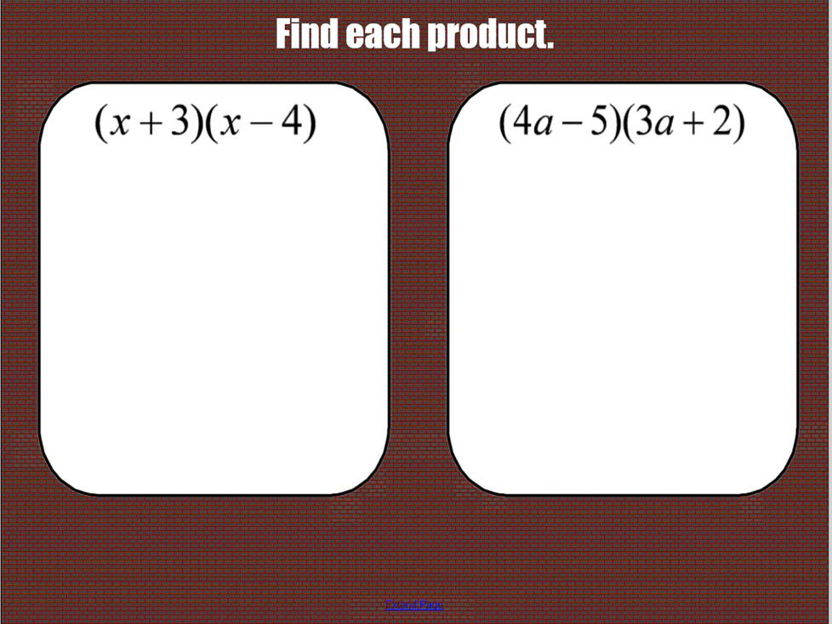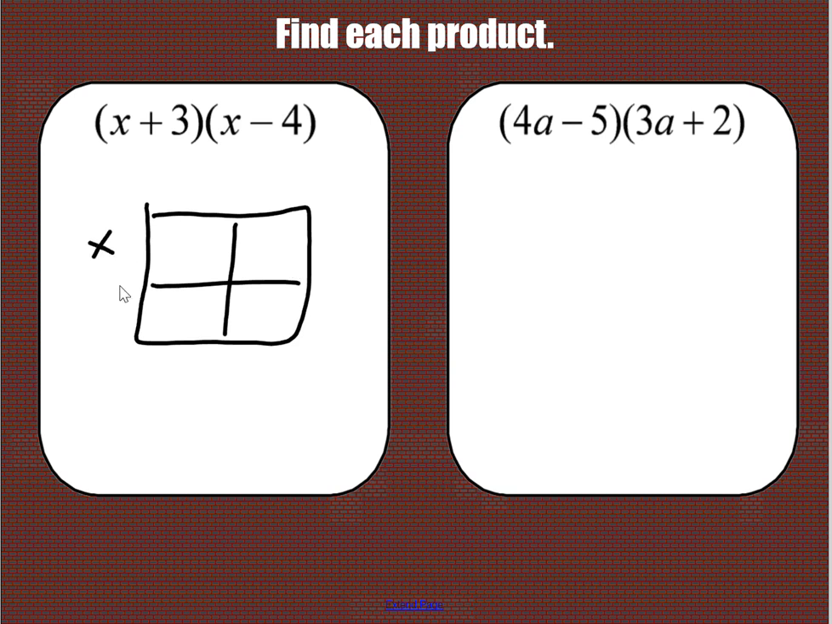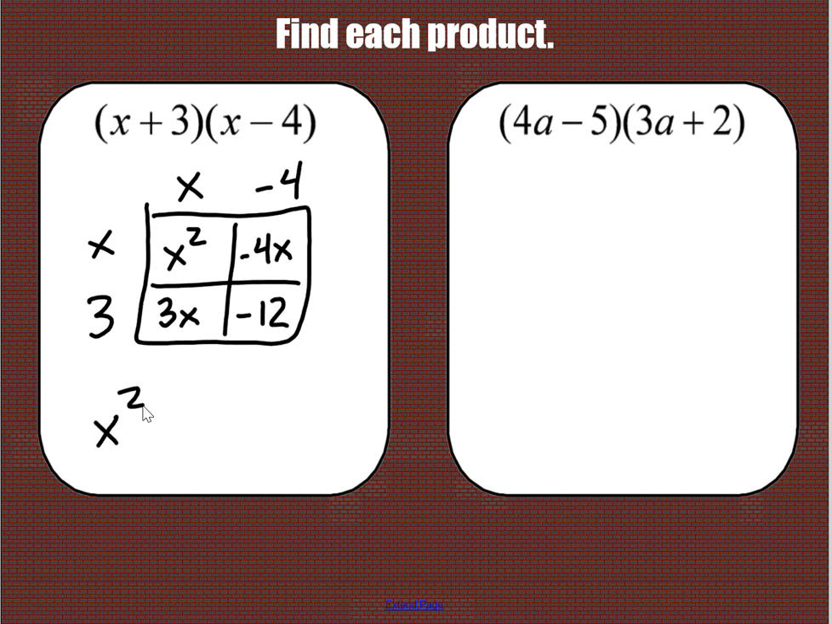Let's look at our next two examples. So once again, I'm going to make a 2 by 2 box. I have x and 3, x and negative 4. x times x is x squared. x times 3 is 3x. x times negative 4 is negative 4x. And 3 times negative 4 is negative 12. My like terms on that one are negative 4x and positive 3x. So my final answer is going to be x squared, 3x and negative 4x are going to be negative 1x, or just negative x, minus 12.